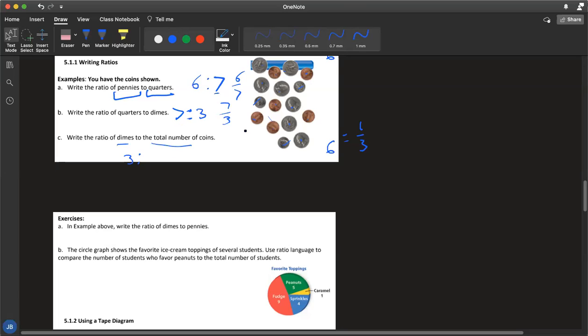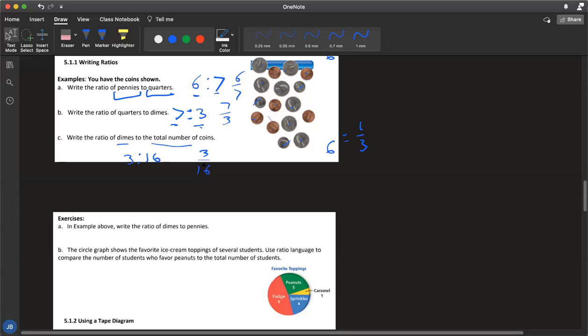Yes, Jerry, do you have a question or do you have the answer? Answer. Okay, how many coins did you get? I got 16. 16, perfect. So we have 7 quarters, 3 dimes, and 6 pennies. 7 plus 3 is 10, plus 6 is 16. So the ratio of dimes to total coins is 3 to 16. Does that make sense for everybody? Does anybody have any questions, comments, or concerns?